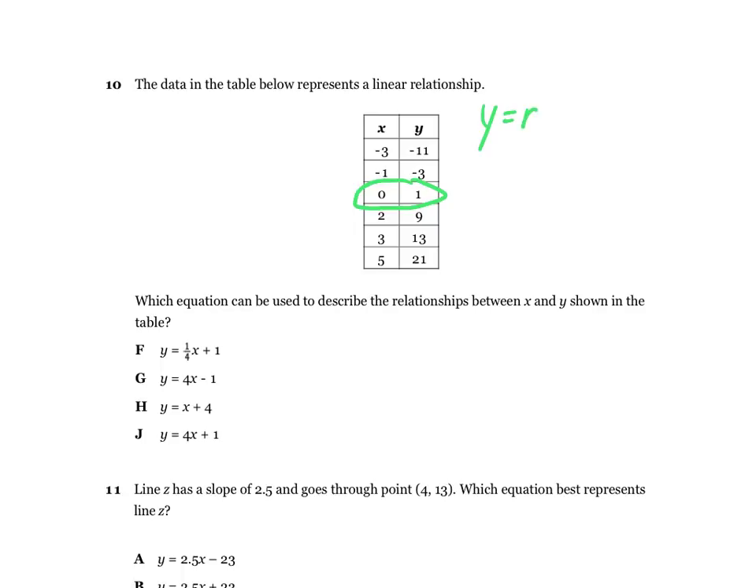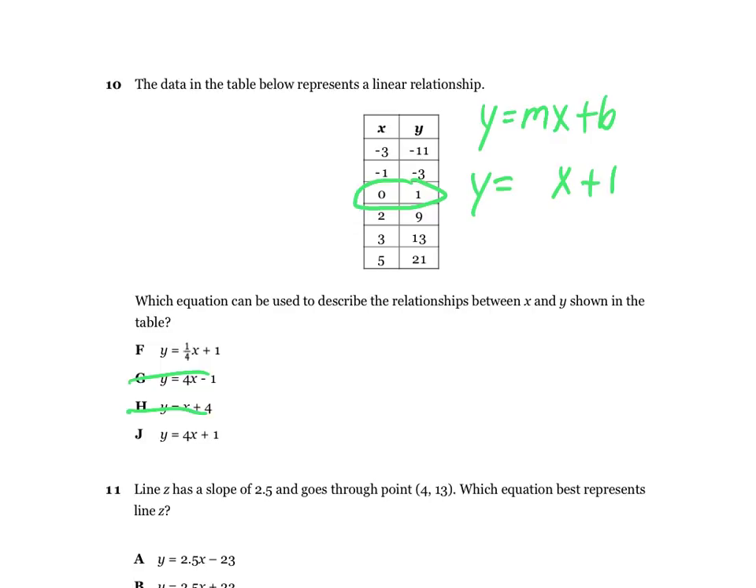Y equals mx plus b is what we're working with, okay? So that 1 is going to be b. So I've got y equals, I don't know m yet, x plus 1. Well, fortunately, that only gets rid of 1 for us. Nope, it gets rid of 2. It gets rid of g and h, because g ended with -1, h ended with +4.